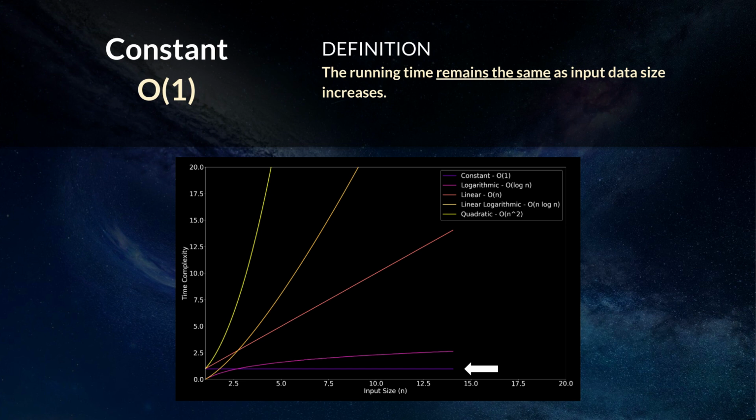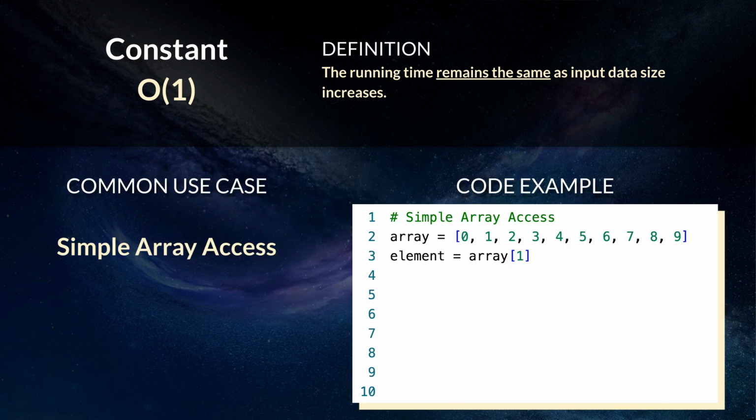First, we have constant time complexity, denoted as O(1). It means that the running time doesn't change as our input data size increases. The common use cases for constant time complexity are, first, simple array access. For example, we have a simple array here from 0 to 9. By the way, the array here is a list. List is one type of array in Python. But keep in mind, there are other types of array that are not lists, such as NumPy array.